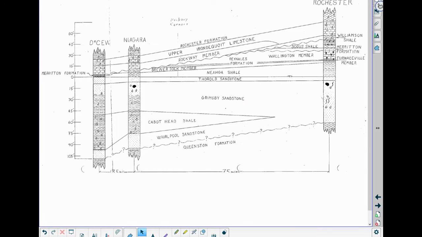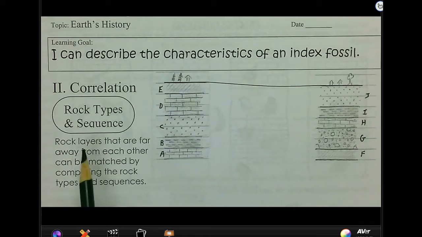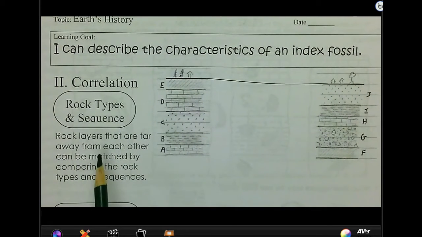We're going to talk about doing the same thing. How can we match rock layers up from one part of the world to other parts of the world? Well, in our notes, we can see that correlation means to do that, where we find rock layers that are far away, and we're going to try and match them up by comparing their rock types and sequences.